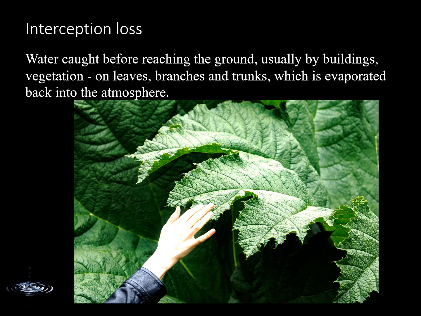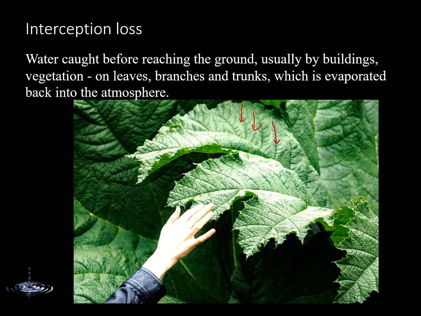Now let's talk about the losses. When the rainfall occurs, before it reaches the ground, the water droplets are intercepted by buildings, intercepted by vegetation on leaves, branches, and trunks, and eventually evaporated back to the atmosphere. This is called the interception loss, and it is also called the initial loss, and it can be estimated using empirical methods. There are different empirical methods to estimate the initial loss, right?